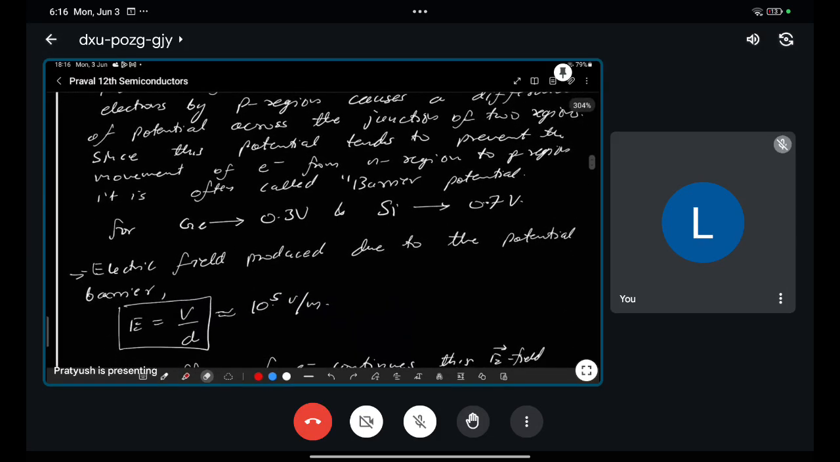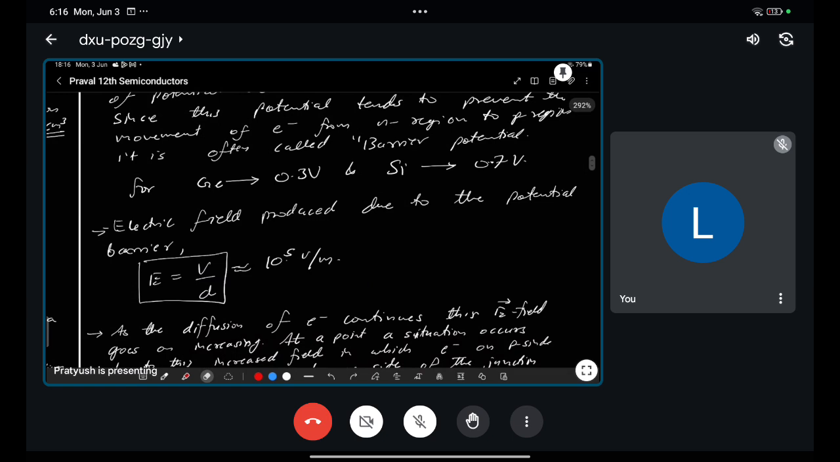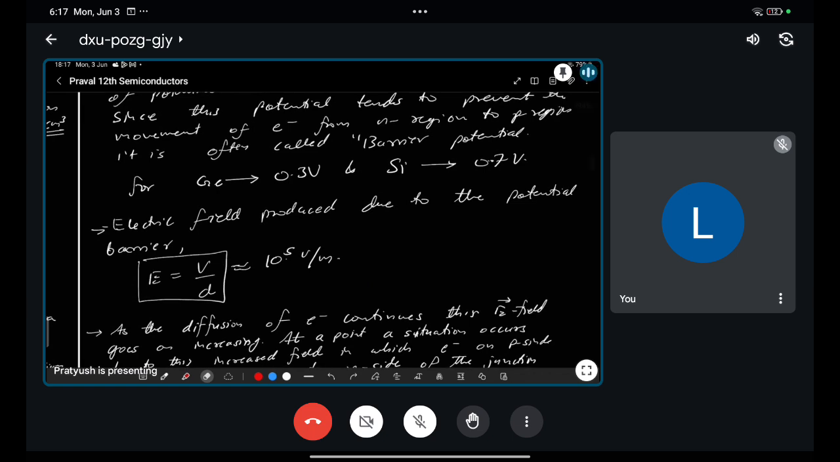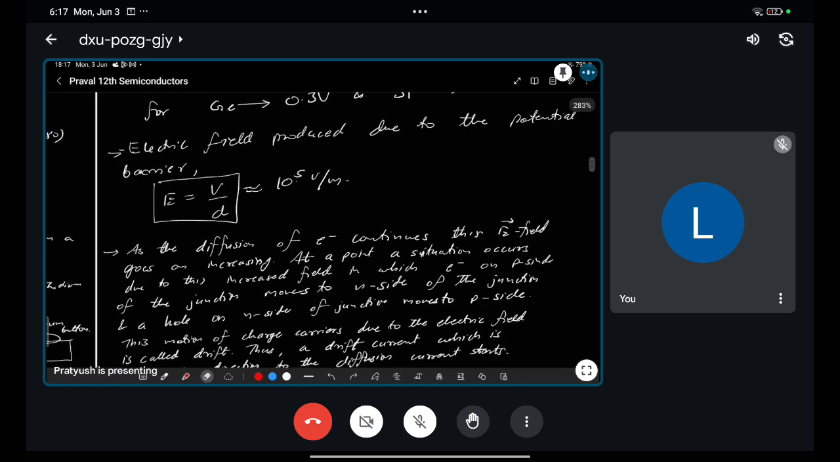Now, here I just told you that an electric field will be produced. This electric field, due to this potential barrier, is nearly 10 to the power 5 volts per meter. And as this current continues to flow, this electric field will go on increasing till the point both are balanced. Means the electric field is stopping all of the charges from moving.